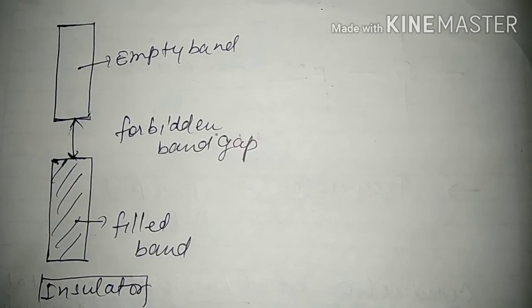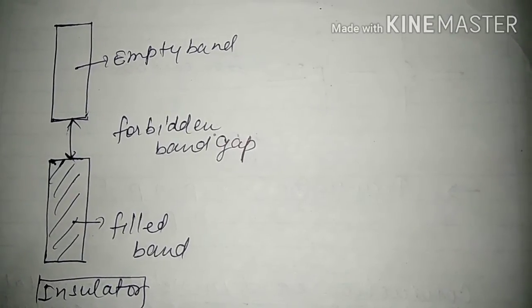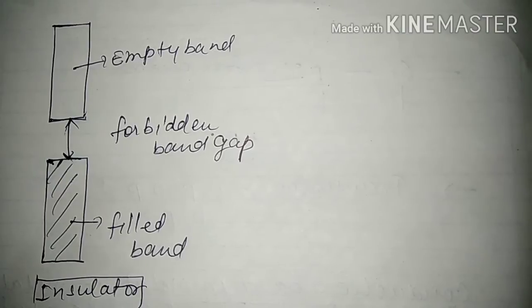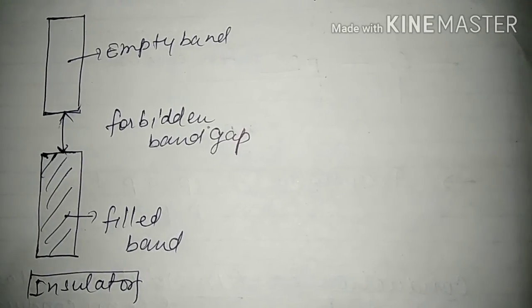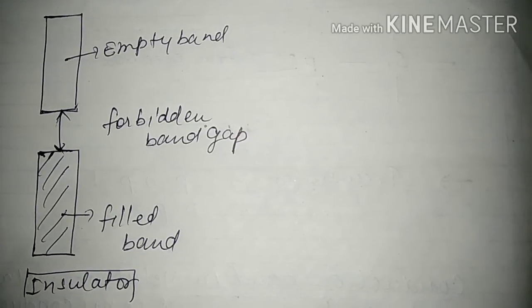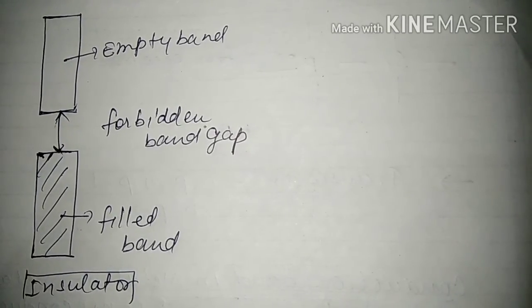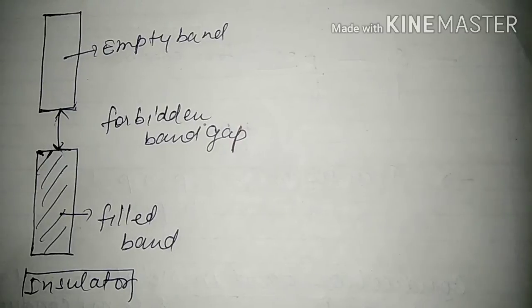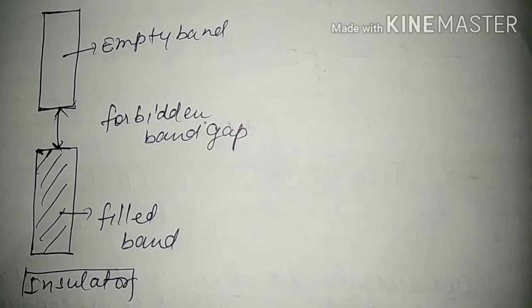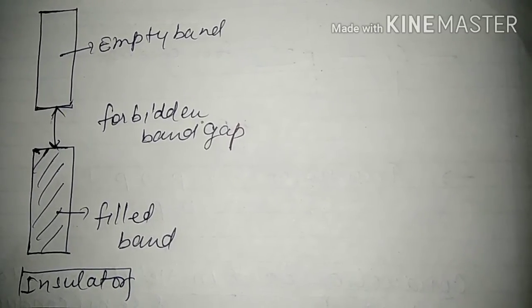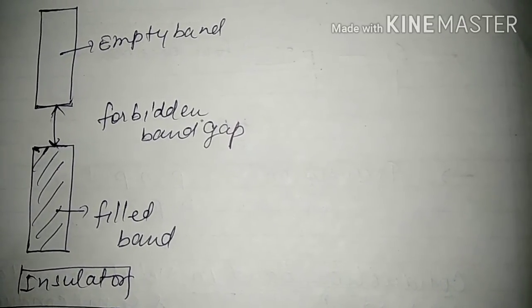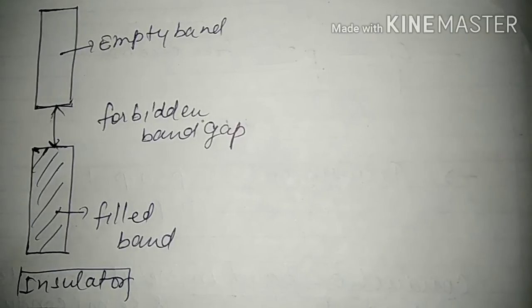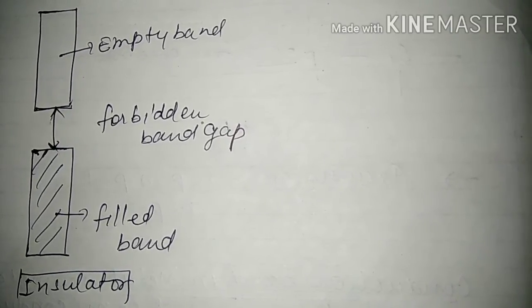And next one is the insulator. So the insulator, we know, does not conduct heat and electricity because the number of free electrons is very small. And here we see that the gap between the filled band and the empty band is very high. It means a great vacant place. This is called the forbidden band gap.